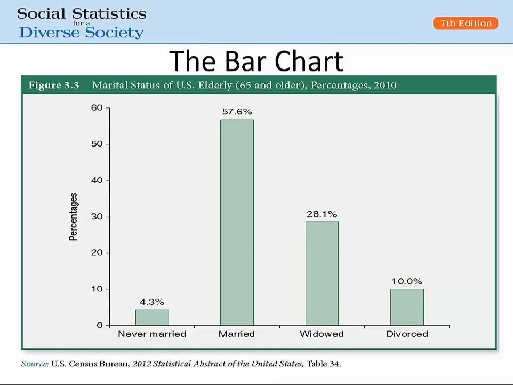But a nicer way really of doing a bar chart is to label the bars to show either counts or percentages. And this one shows the percentages of the marital status of U.S. elderly who are 65 or older in 2010. And so we can see that 4.3% were never married. The largest proportion or percentage were married, 57.6%, and then widowed and divorced.